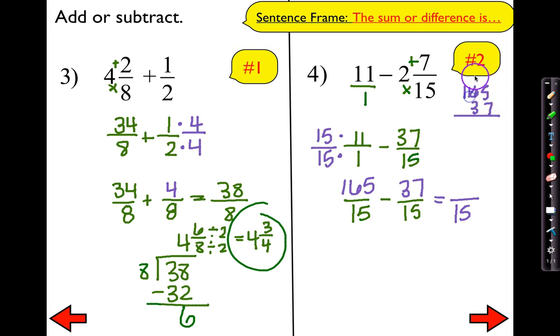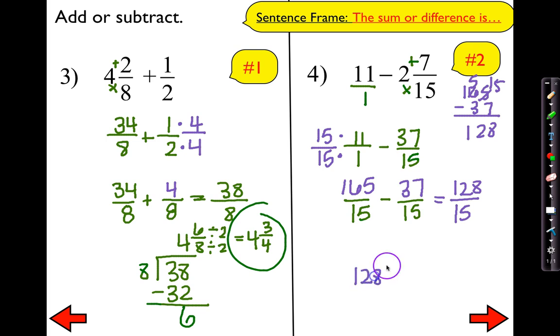We're going to have to borrow. This is going to become 15. 15 minus 7 is 8. 5 minus 3 is 2. 1 minus nothing is 1. So we have 128 over 15. But we know very well we're still not finished. We must go ahead and turn it into a mixed number because right now it's improper.